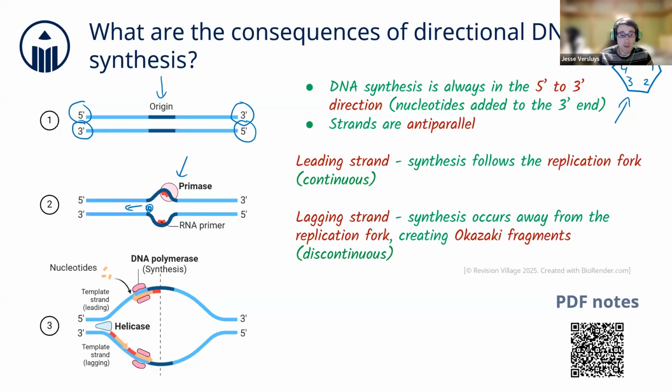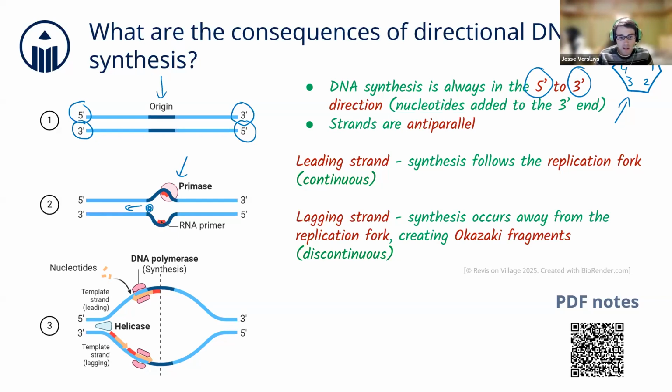The leading strand follows the helicase on one of the strands, so DNA synthesis is always moving from 5' to 3', which means that it begins at the 5' end and adds nucleotides to the 3' end. So that's always going to be the case. And so the leading strand follows that, and it's called continuous because it's moving in the same direction. It doesn't have to take any breaks or anything.